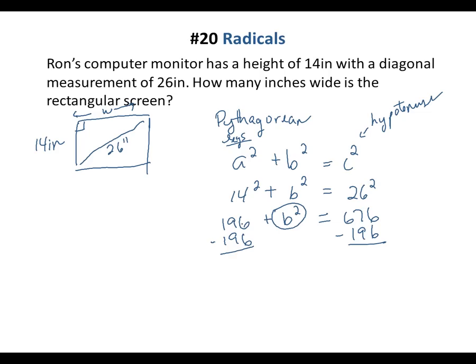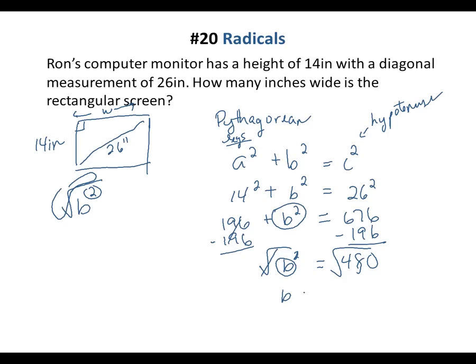So we have 14 inches squared plus, we don't know the width. You can call it W, you can call it B, it doesn't matter. And we know the hypotenuse is 26. Okay? Square 14 and 26. What do we get when we do that? 14 squared is 196. Anybody know 26 squared? 676. Okay.